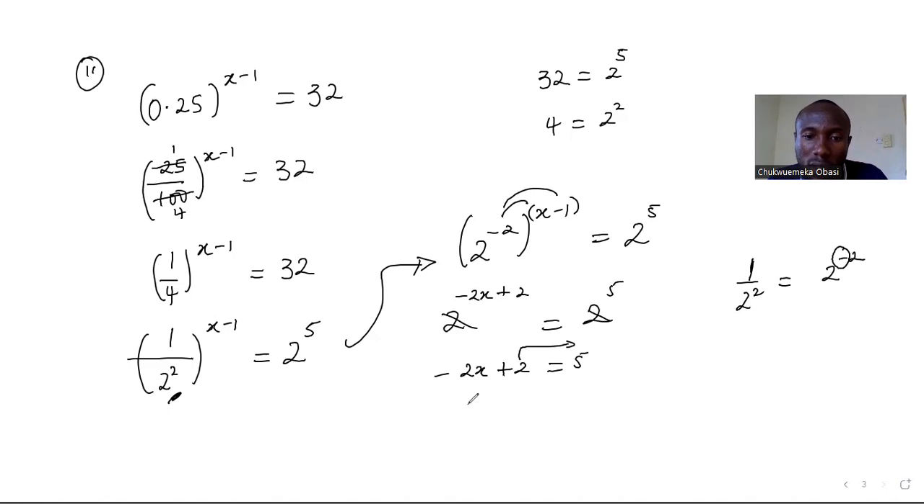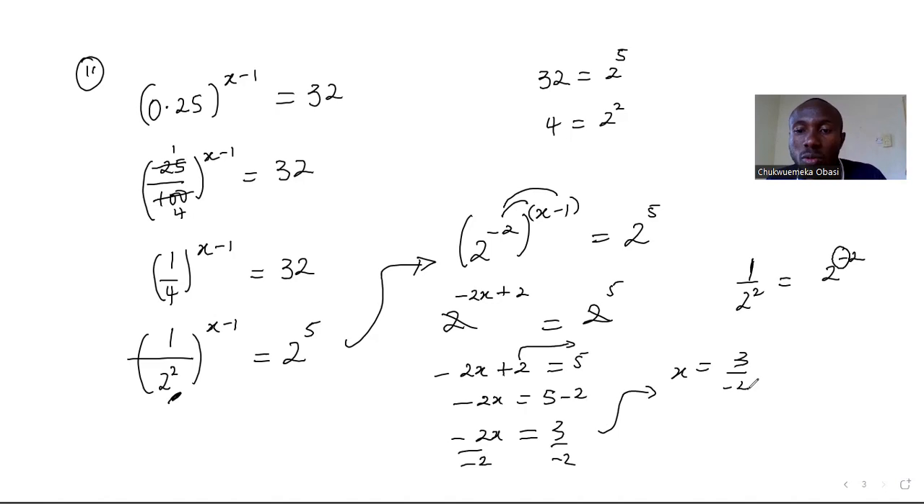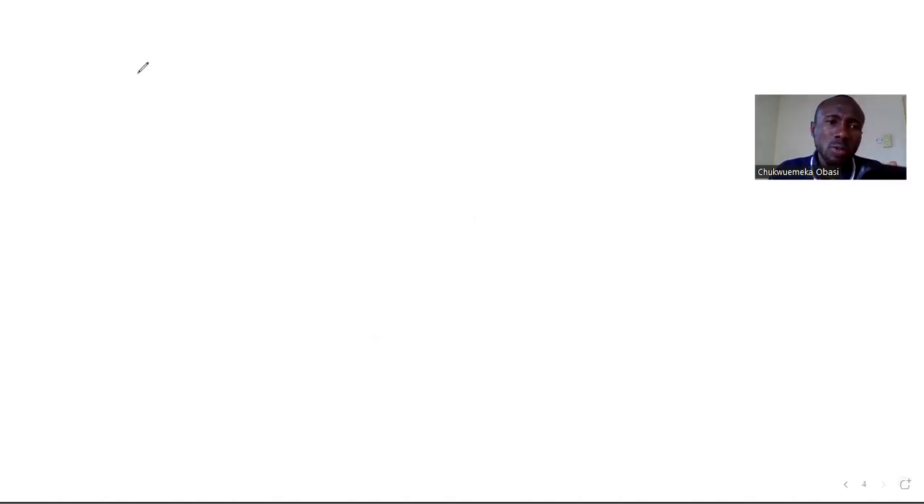Collect like terms. So you have negative 2x is equal to 5 minus 2. And that should give me 3, right? Now you divide both sides by negative 2. So now you have x is equal to 3 over negative 2. And finally, this negative guy will definitely come to the numerator. So you have negative 3 over 2. So your final answer is negative 3 over 2. All right, let's go to the next question. That will be question 12.